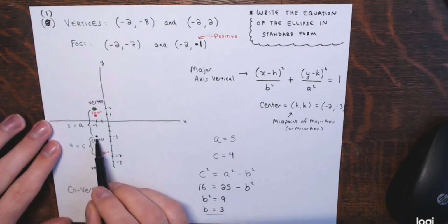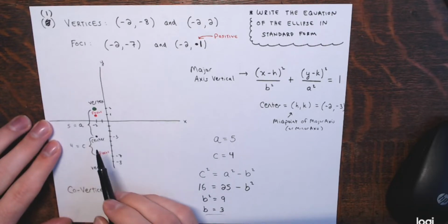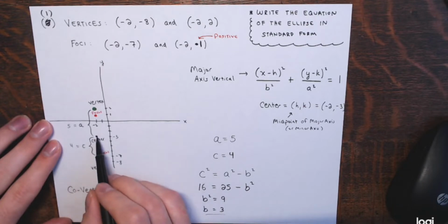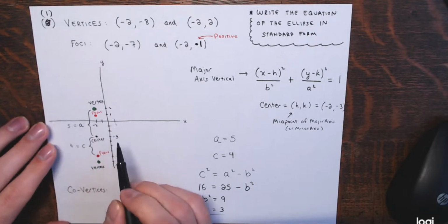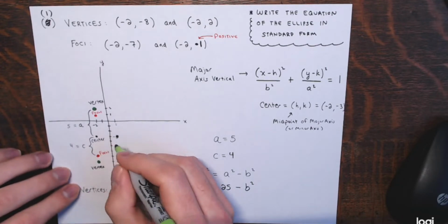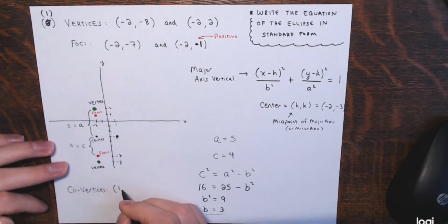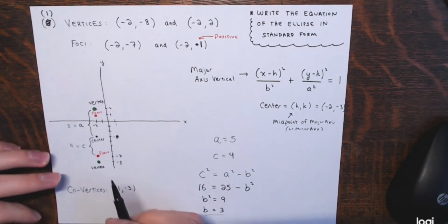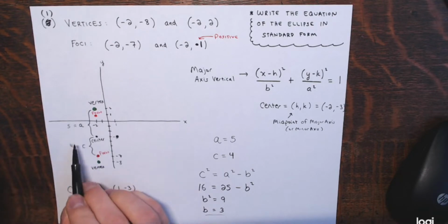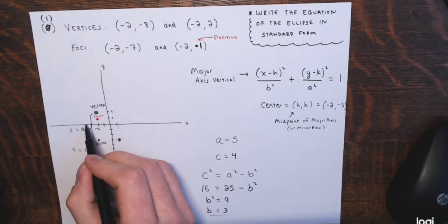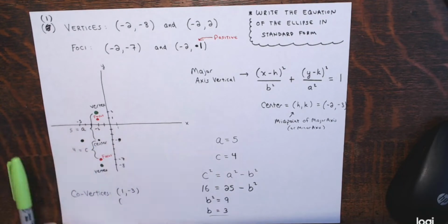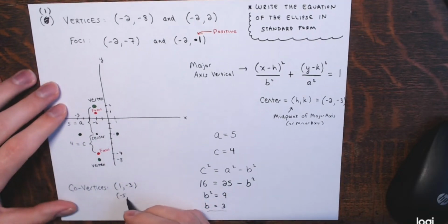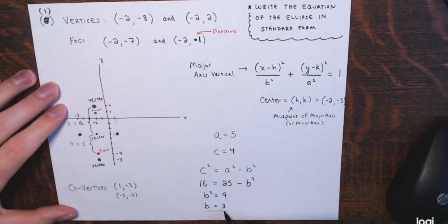Remember, you're going from the center, and I'd be going to the right and left 3 units. So to the right 3 units, from -2, -3, that's this point here at 1, -3. Right? One of the co-vertices is at 1, -3. And the other one, again from the center, I go to the left 3 units to -5. Right, -5. And there's the other co-vertex at -5, -3. Right, I just added and subtracted 3 to the x coordinate of the center for those co-vertices.